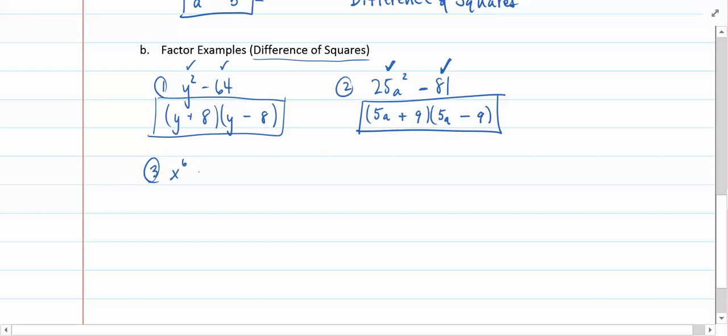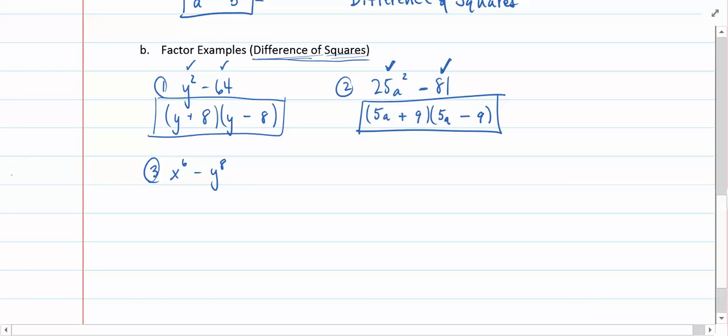Here's another one. x to the 6th power minus y to the 8th power. Well, we have two terms that are being subtracted, so we know we have a difference problem. We need to verify whether or not x to the 6th power and y to the 8th power are both square numbers, because if they're not square numbers, then we may not use the shortcut that we're discussing here in this video. But if we think carefully, you should recognize that both x to the 6th power and y to the 8th power do have square roots.